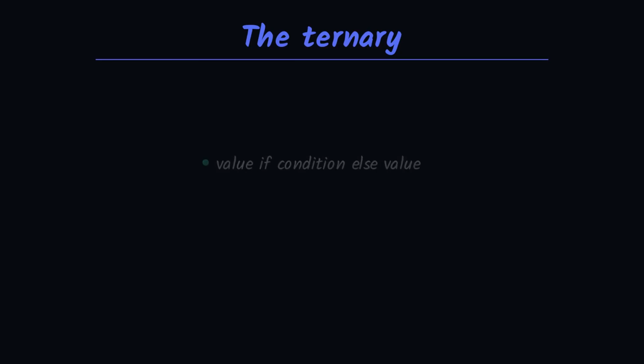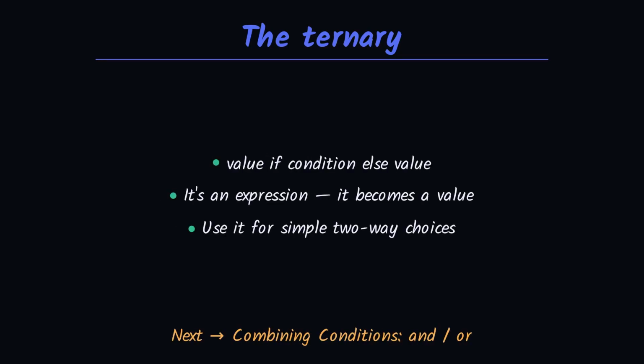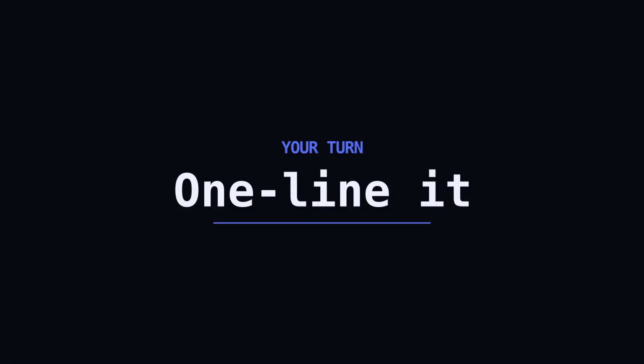So, a ternary reads as this value, if the condition, otherwise that value. It's an expression, so it becomes a value you can print or store. Keep it for the simple two-way picks, and lean on a full if for anything bigger. Try this. Take a number and in one line, store the word positive if it's above 0, otherwise negative. Then print it. A single ternary.